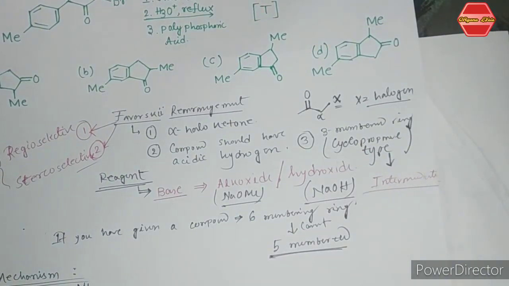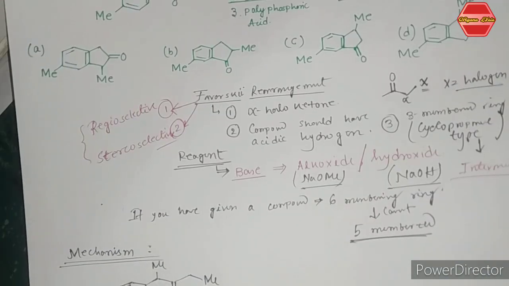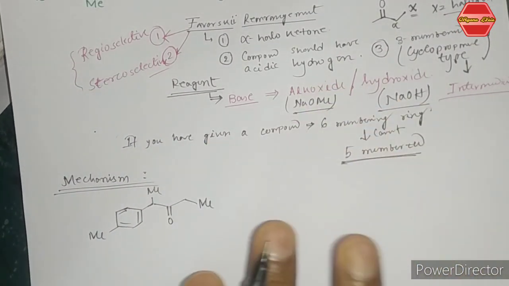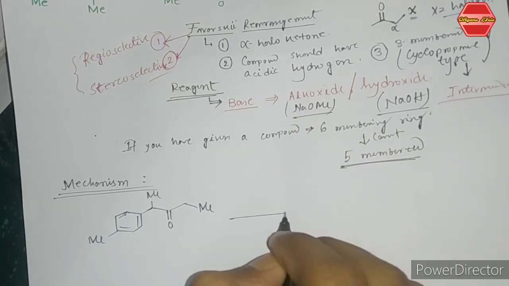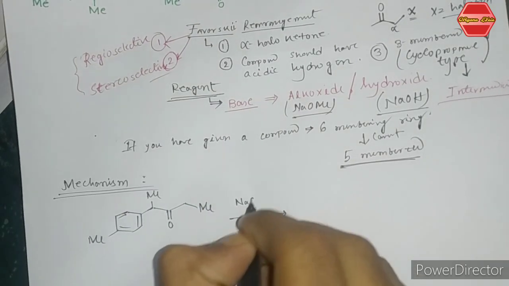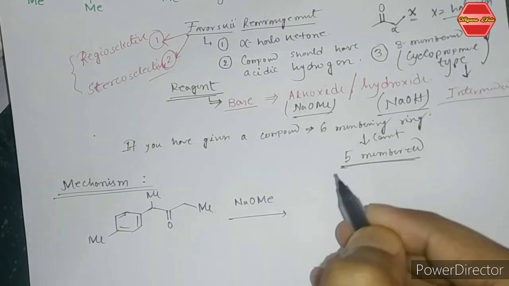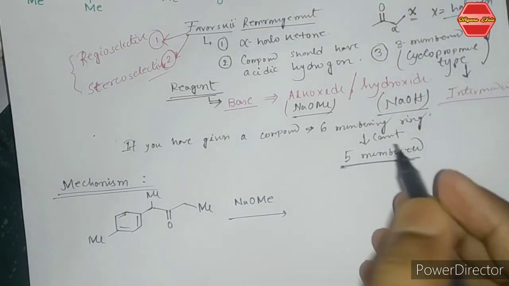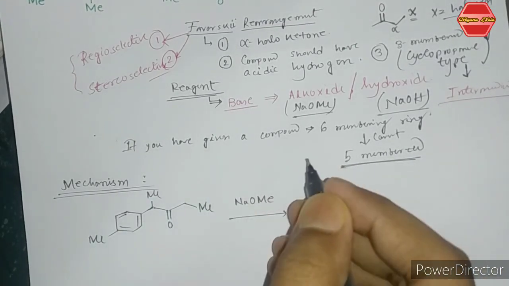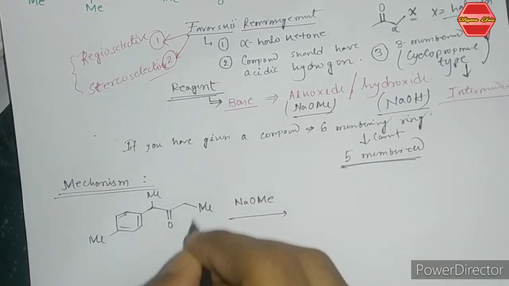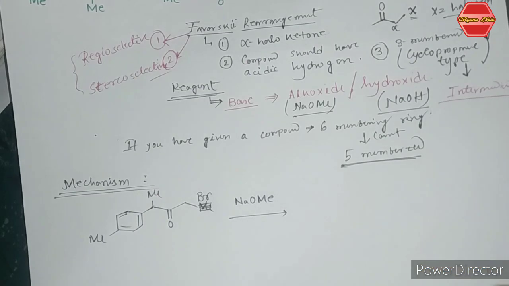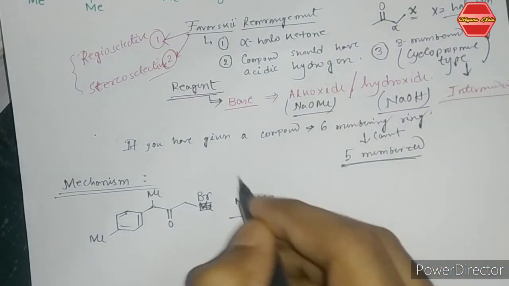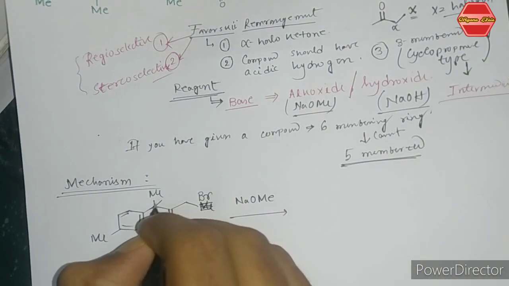Okay, now here is a question which was given in IIT-JAM 2017. This is your substrate, and you have been given a base, sodium methoxide. Now you have to find the acidic hydrogen. Sorry, this is not Me, this is Br, bromine. Okay, so with methoxide, there is an acidic proton here.